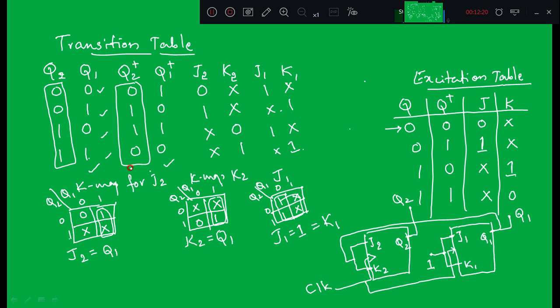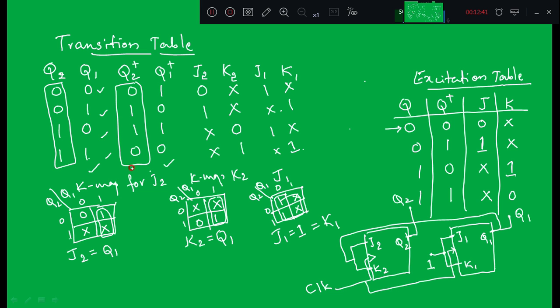Similarly, we'll move to the next slide where we are going to design one more circuit, mod 5 or mod 6, using JK flip-flops. If I say mod 10, then how many flip-flops do you require in that case? You require a total of 4 flip-flops.